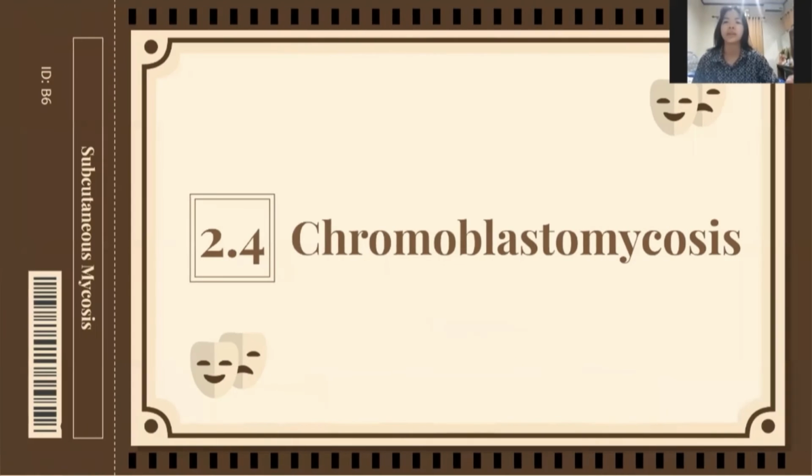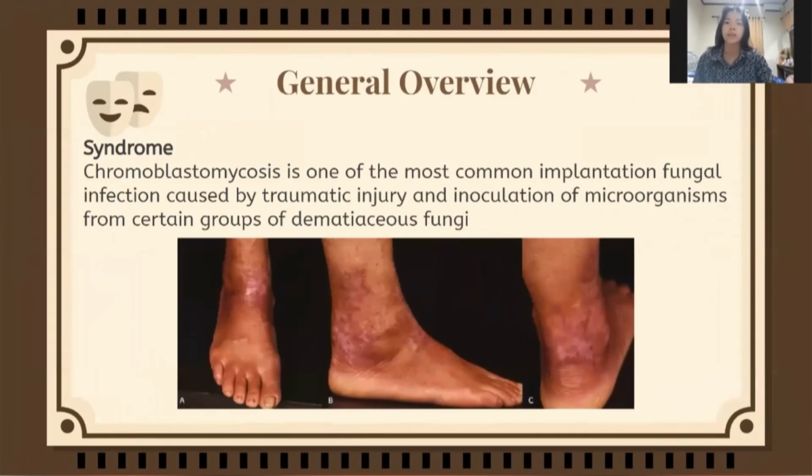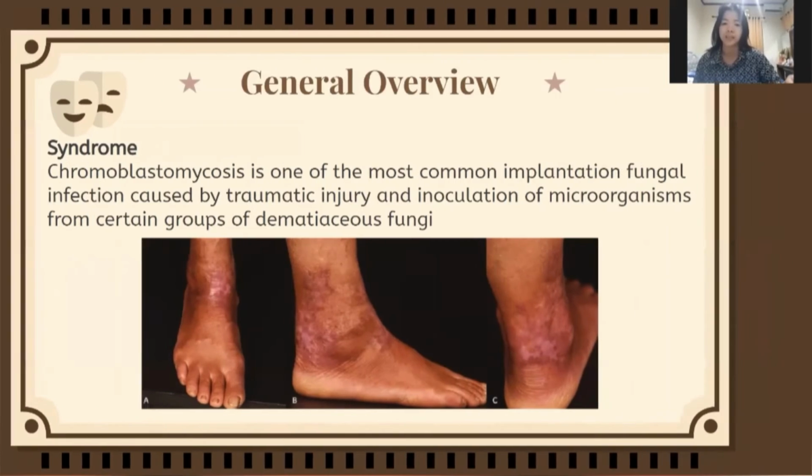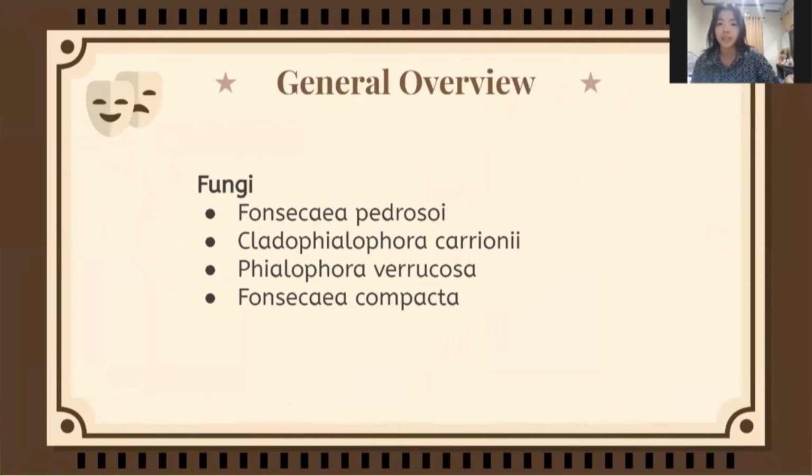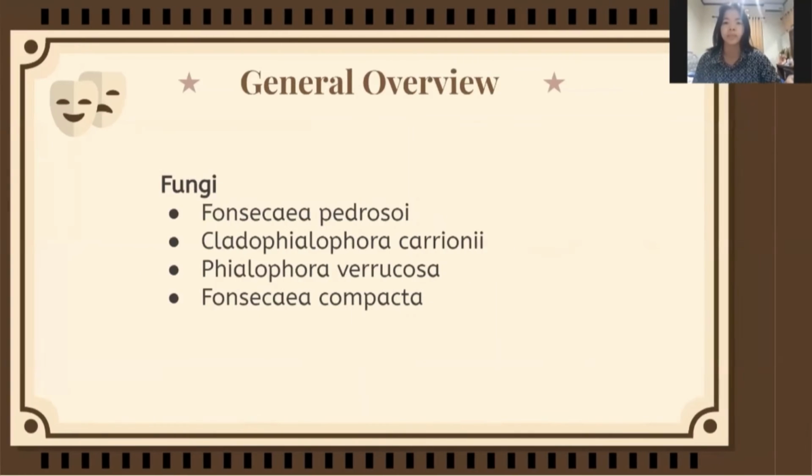I will explain the general overview of chromoblastomycosis. First, we will talk about the syndrome. Chromoblastomycosis is one of the most common implantation fungal infections, caused by traumatic injury and inoculation of microorganisms from a certain group of dematiaceous fungi. About the fungi, Fonsecaea pedrosoi and Cladophialophora carrionii were the most common classification, followed by Phialophora verrucosa and Fonsecaea compacta.